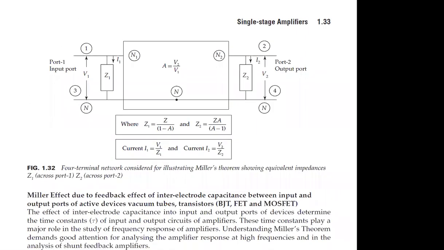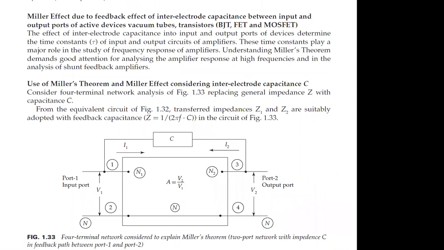Now, the Miller effect is due to the feedback effect in the inter-electrode capacitance between the input and output ports of active devices and vacuum tubes.